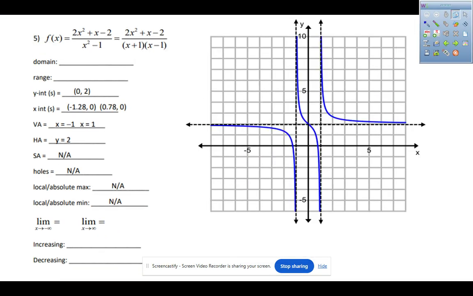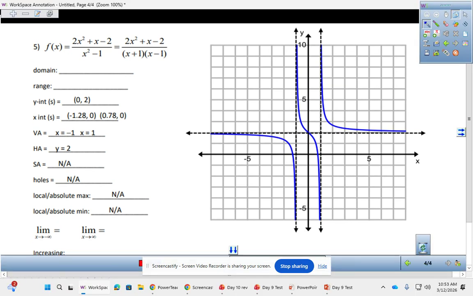We've got this graph now. My domain comes from my vertical asymptote. It comes from holes. I don't have either of those things. So I'm taking breaks at -1 and +1. We okay with that?